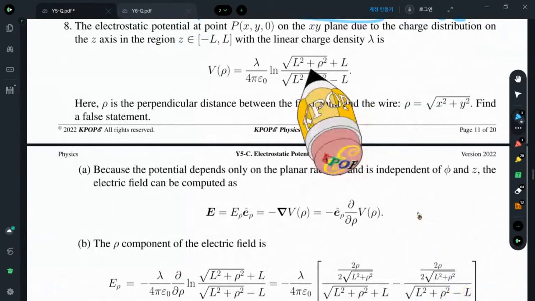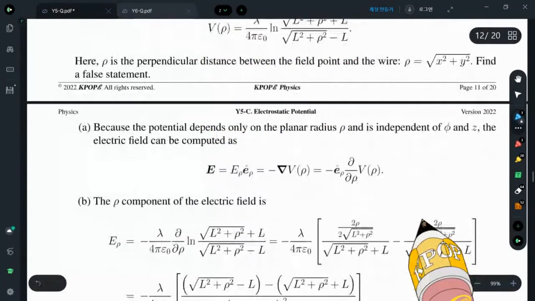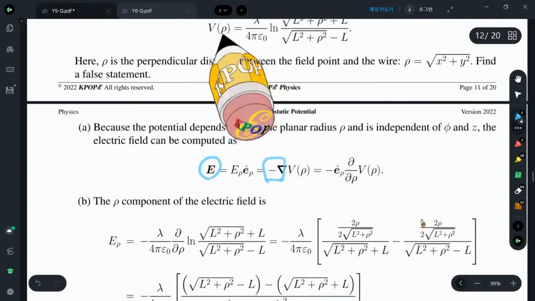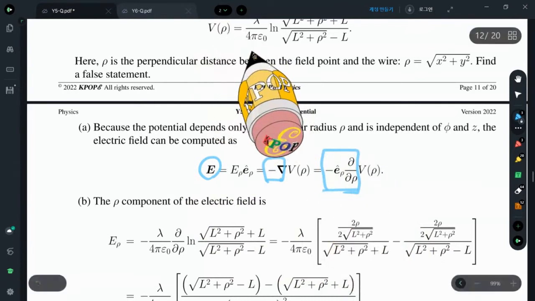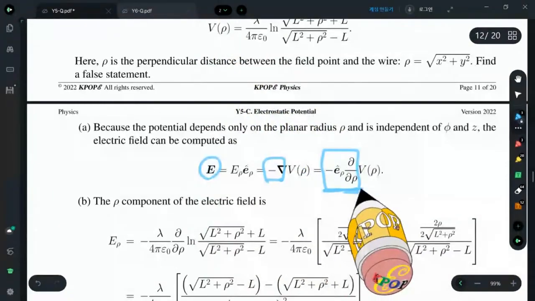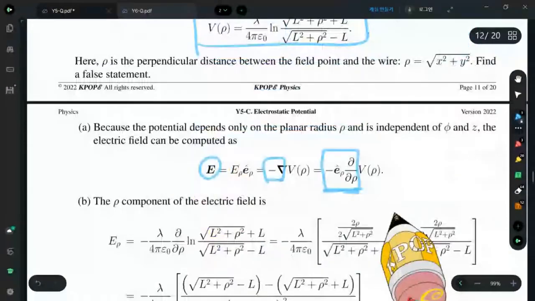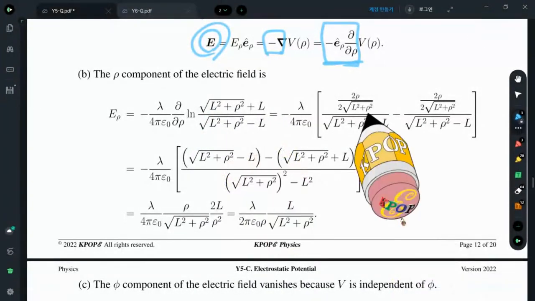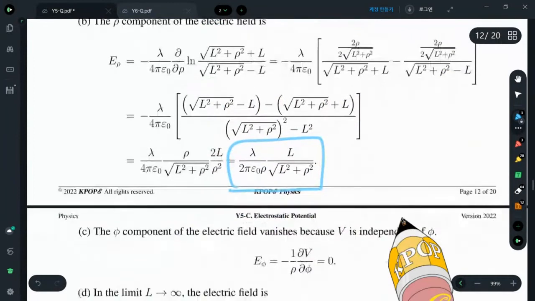Now, rho is the only coordinate that contributes to the potential, so we can make use of the cylindrical coordinate system. The electric field should be minus the gradient, and because the planar radius is the only coordinate that contributes to the potential, we take a derivative with respect to rho of this potential to find the electric field. The detailed calculation that a high school student can do is done completely in this expansion. Finally, what we obtain is this.